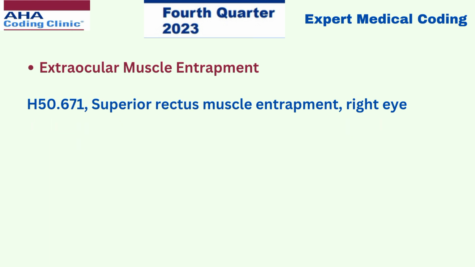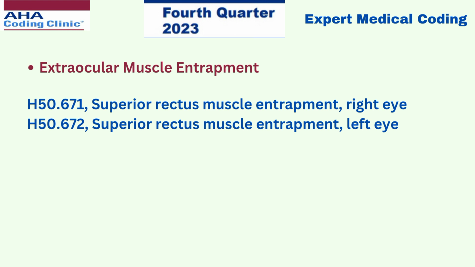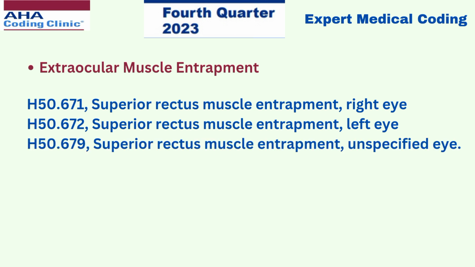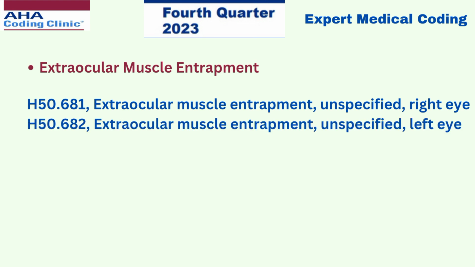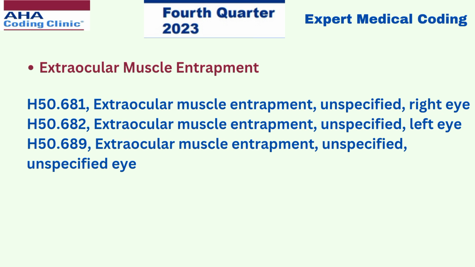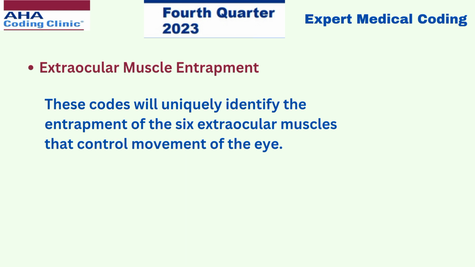H50.671 superior rectus muscle entrapment right eye, H50.672 superior rectus muscle entrapment left eye, H50.679 superior rectus muscle entrapment unspecified eye, H50.681 extraocular muscle entrapment unspecified right eye, H50.682 extraocular muscle entrapment unspecified left eye, H50.689 extraocular muscle entrapment unspecified eye. These codes will uniquely identify the entrapment of the 6 extraocular muscles that control movement of the eye.